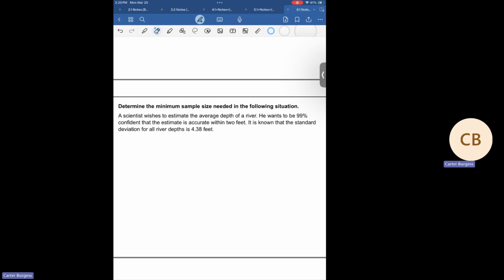All right, so we are told that we have a scientist who wants to estimate the average depth of a river. We want to be 99% confident that our estimate is within 2 feet of the true mean. We know that the standard deviation for all of the river depths, this is like the population standard deviation, is 4.38. Okay. We are trying to figure out how large does our sample need to be? What is the minimum sample size that gives us 99% confidence that we are within 2 feet of the mean?